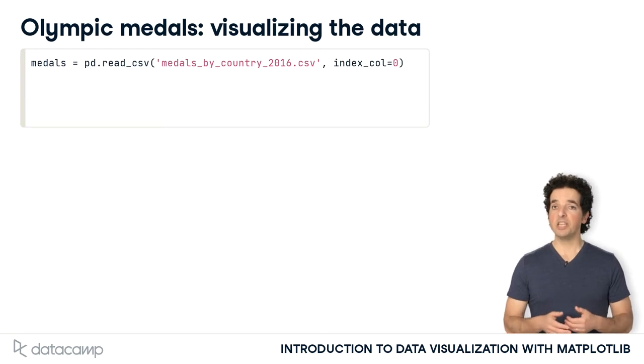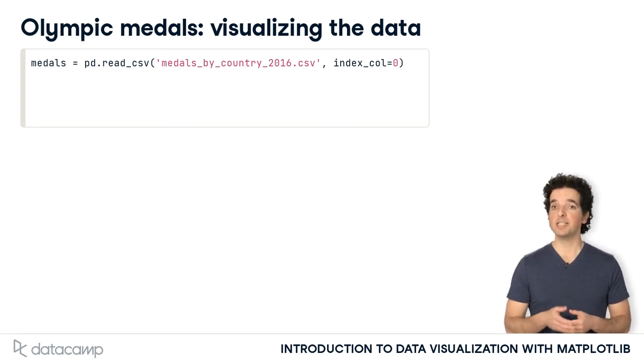Let's start by reading the data in from a file. We tell pandas to create a data frame from a file that contains the data and to use the first column, which contains the country names, as the index for the data frame.